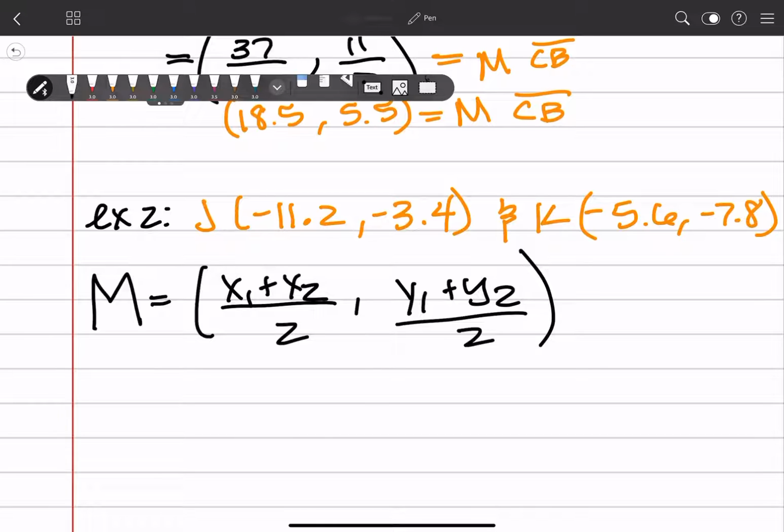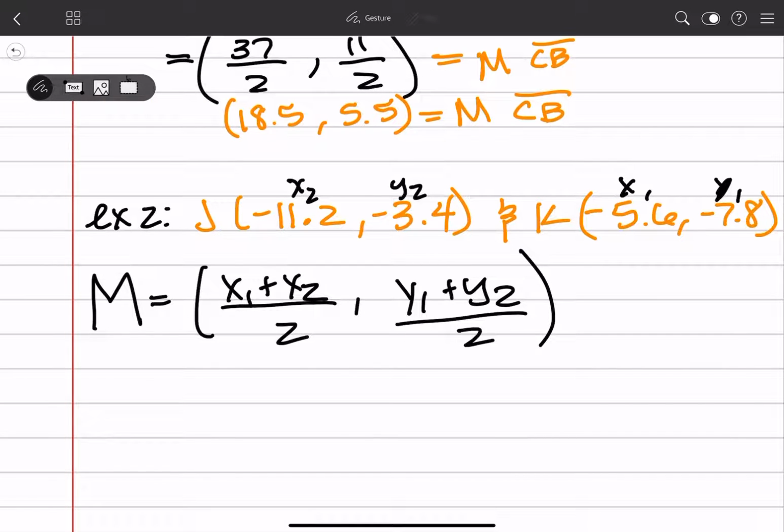This time, you know what? I'm going to make this one be X2 and Y2, and this one be X1 and Y1. And just if you're wondering, hey, can I make this one X2 and this one Y1? No. You keep your 2's together and your 1's together. Deal? Awesome.